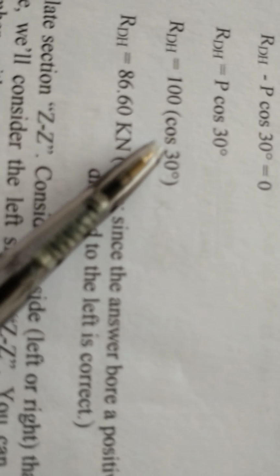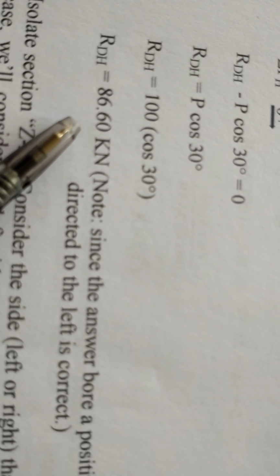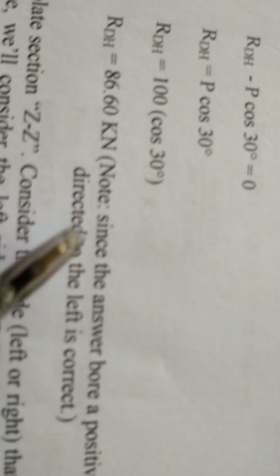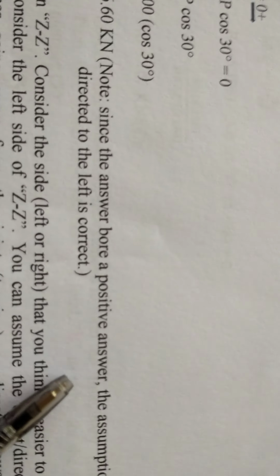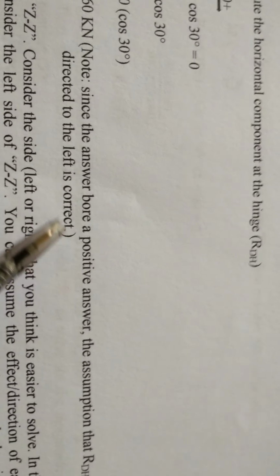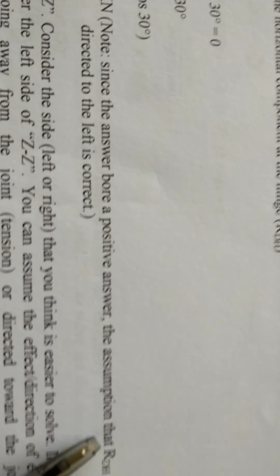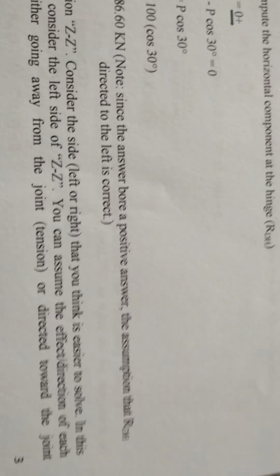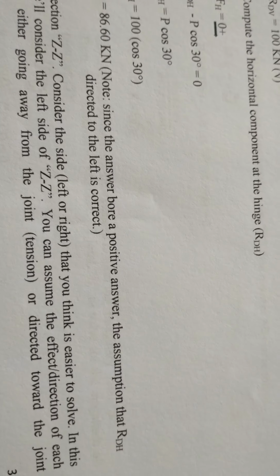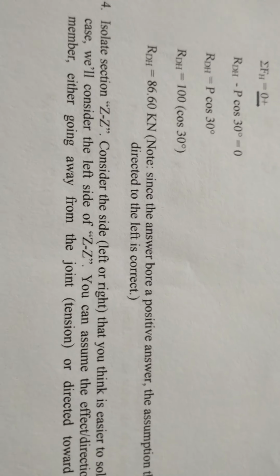What is the value of P cosine 30 degrees? Of course, it is 86.6 kilonewtons. So as a reminder, note, since the answer bore a positive sign, the assumption that RDH is directed to the left is correct.